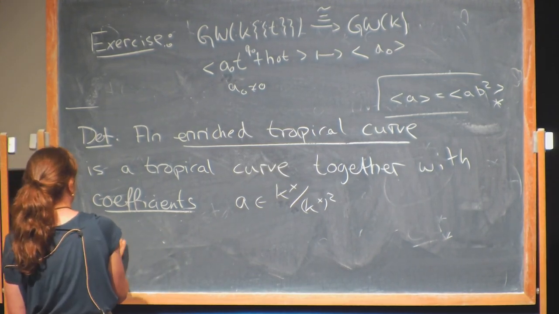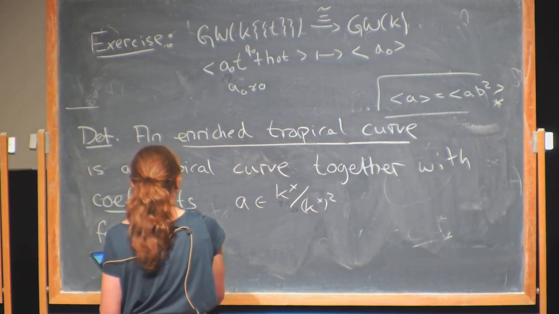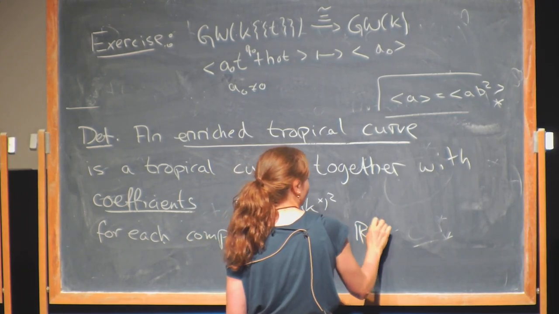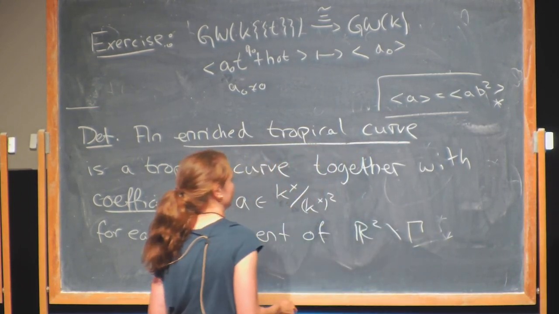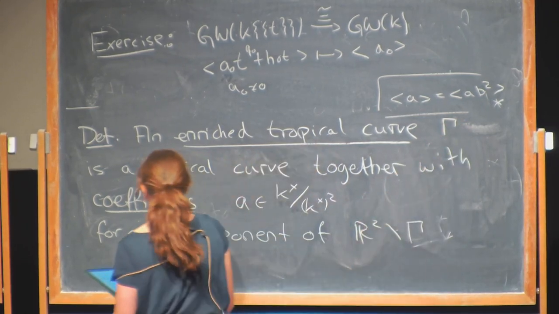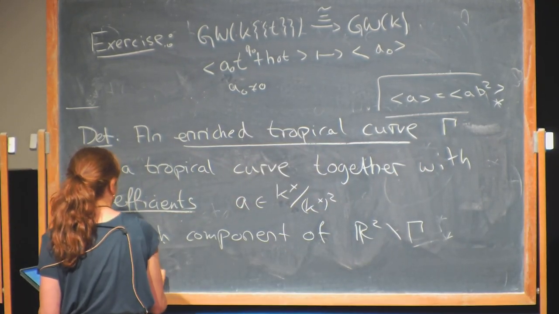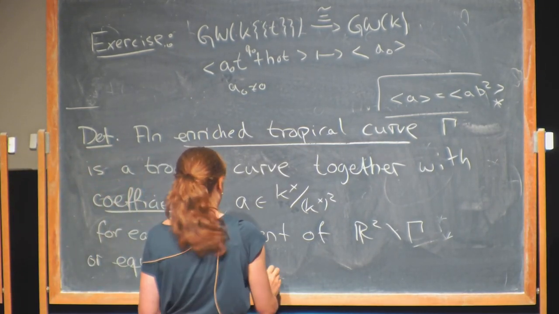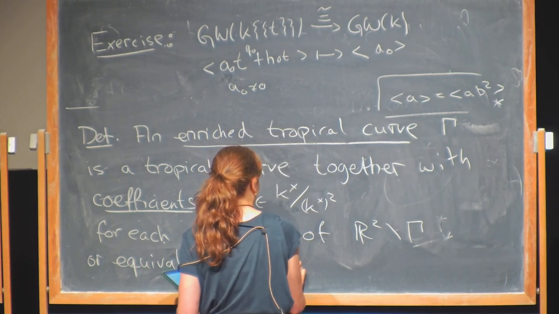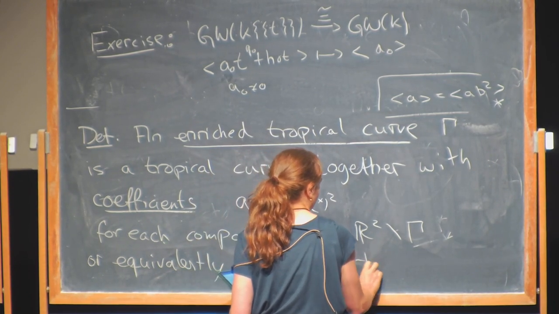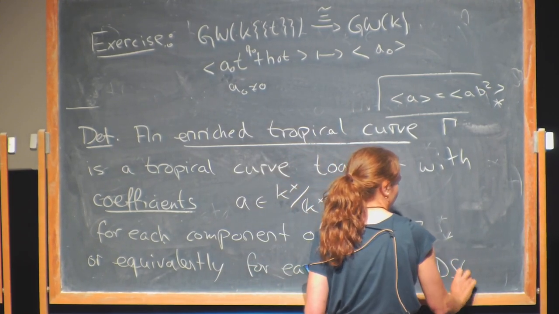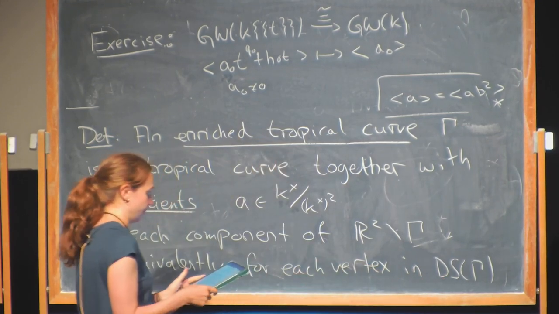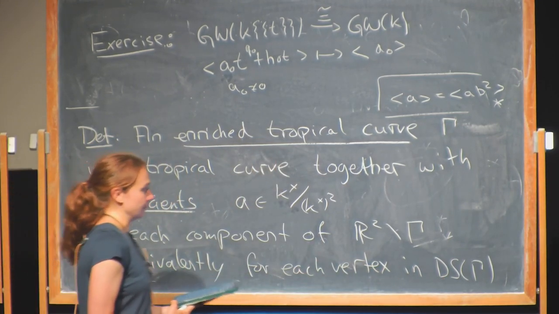We need one coefficient for each component of R2 minus the tropical curve gamma, or equivalently, one coefficient for each vertex in the dual subdivision of gamma, because the components of R2 minus the curve correspond to the vertices in the dual subdivision.